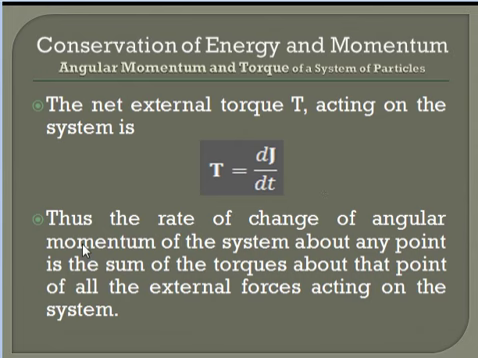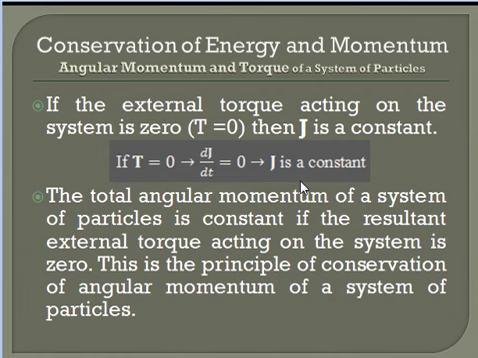So this equation can be expressed in a sentence as: the rate of change of angular momentum of the system about any point is the sum of the torques about that point of all the external forces acting on the system. That is, T is the sum of the external torques. Or we can say that the external torque acting on a system of particles is equal to the rate of change of angular momentum of that system of particles. That is called the rate of change of net angular momentum of the system of particles.